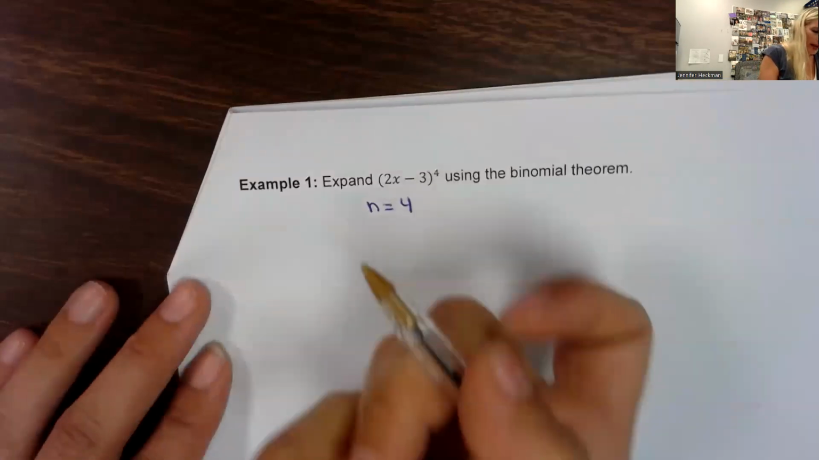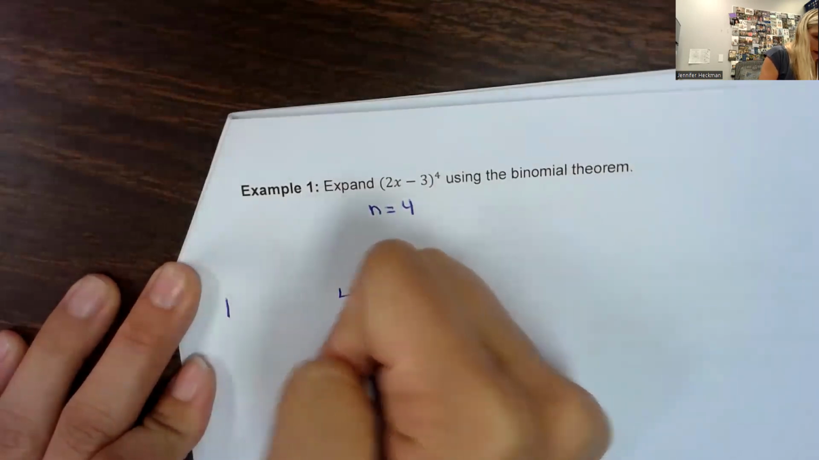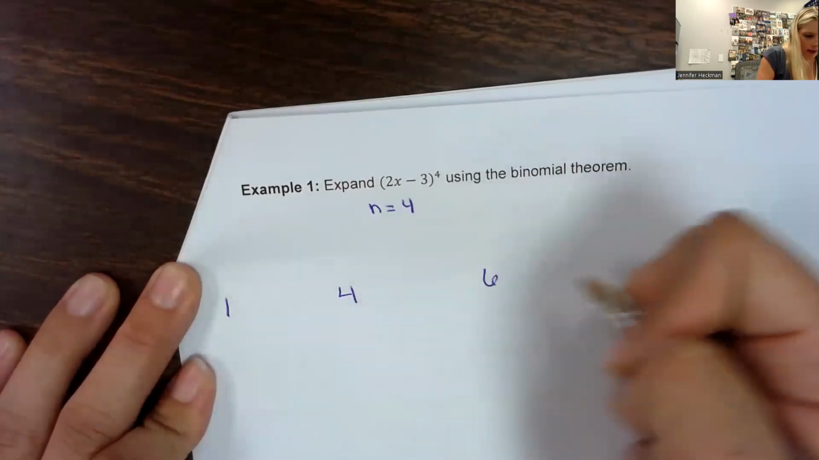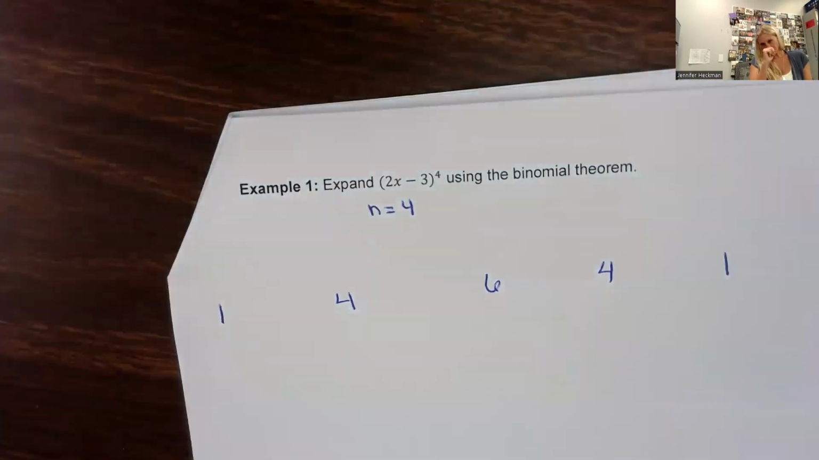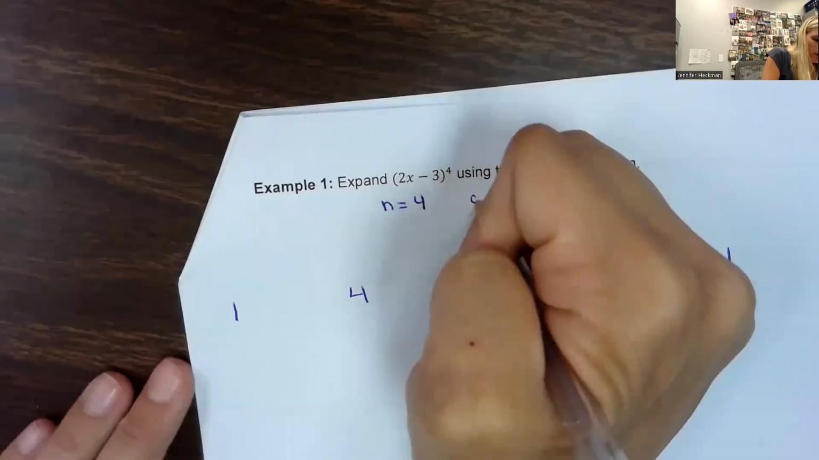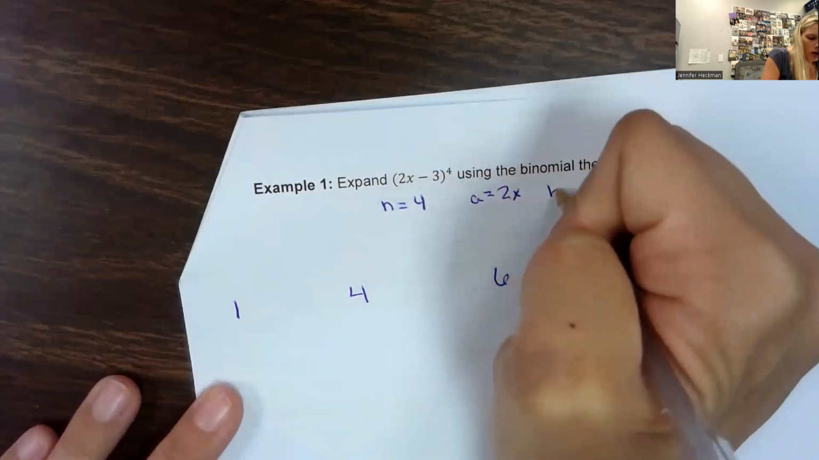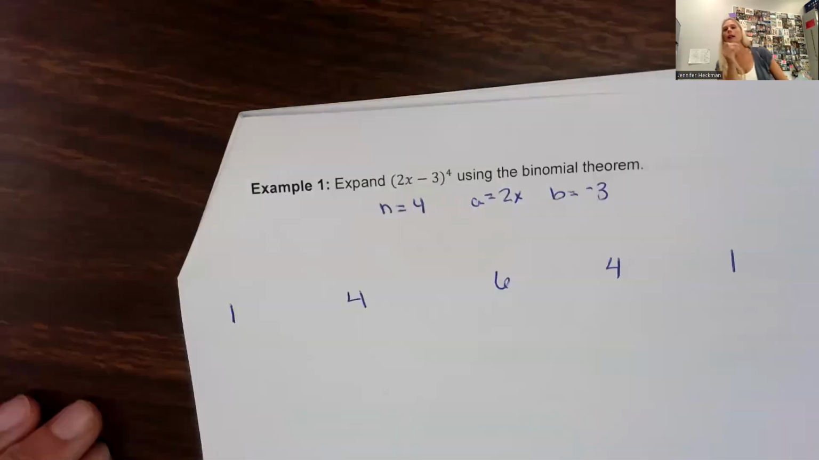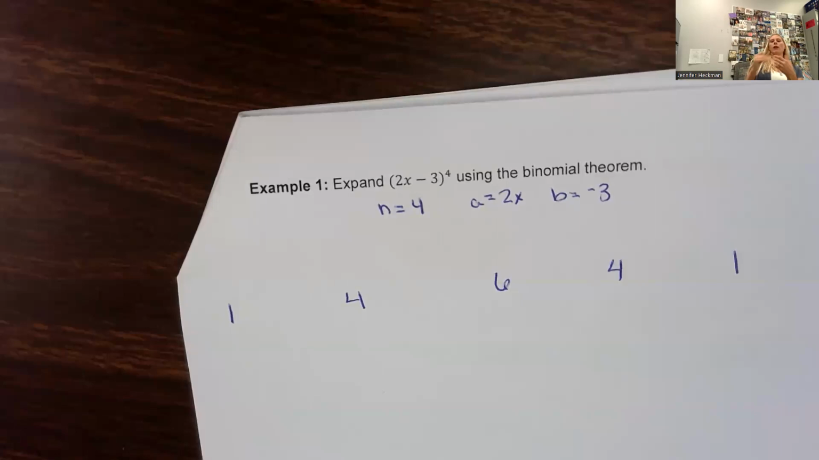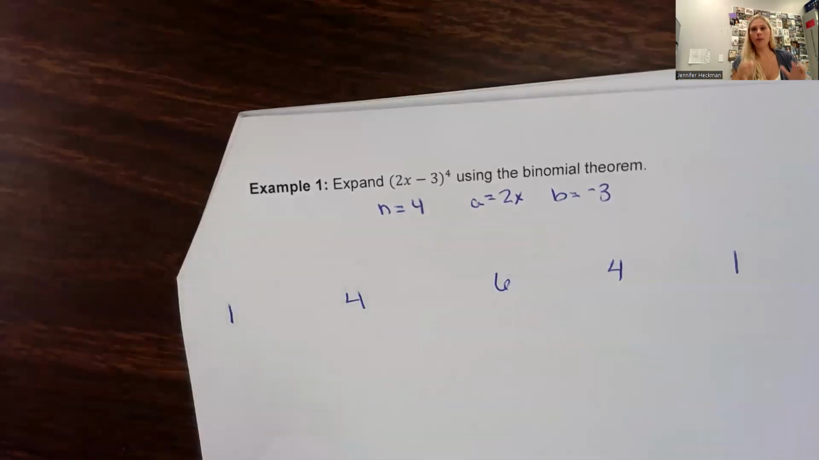Where n equals 4, we have the coefficients 1, 4, 6, 4, and 1. Okay. Now remember, we've got to look at our A term. Our A term is 2x, and our B term is negative 3. Remember, use that subtraction with the B value, okay? All right, so what do we do?